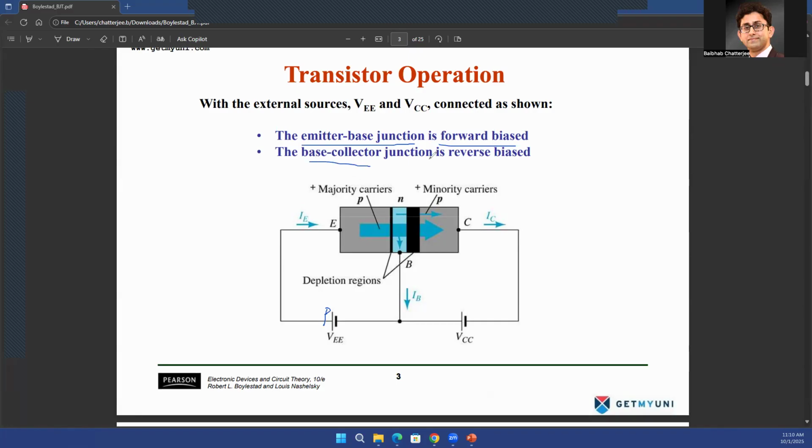The base collector junction is reverse biased. The base collector junction needs to be reverse biased for correct operation of the PNP transistor, or for any transistor in that case. Reverse biasing the base collector junction means that you're connecting the negative end of the battery to the collector and the positive end of the battery to the base.